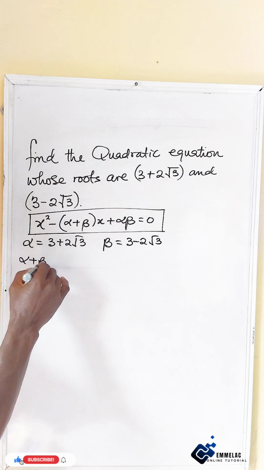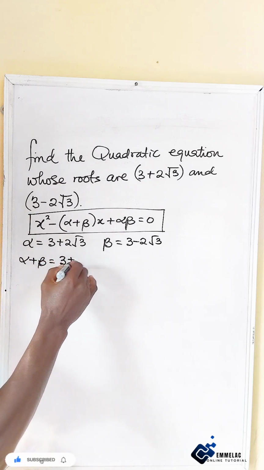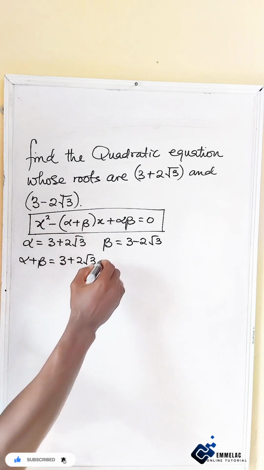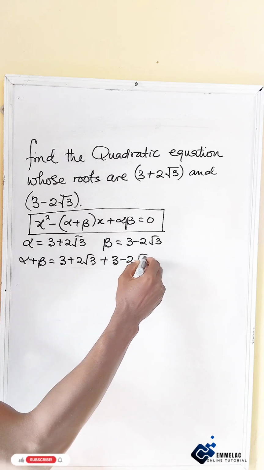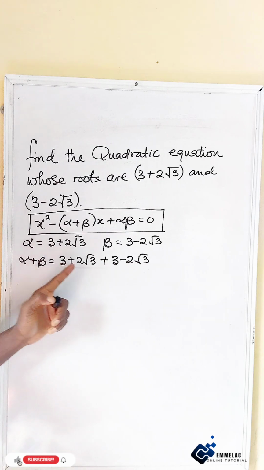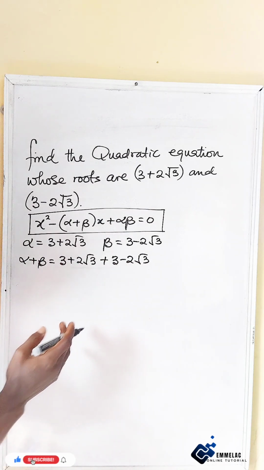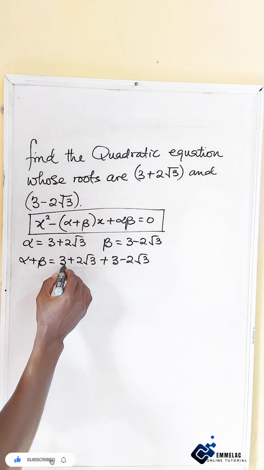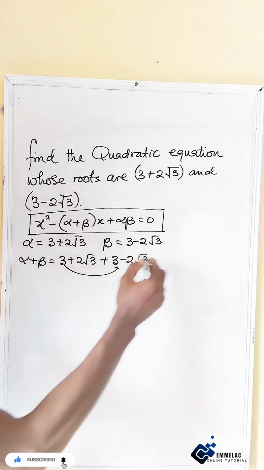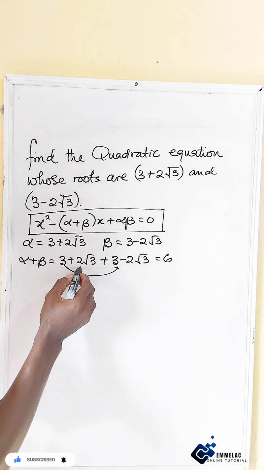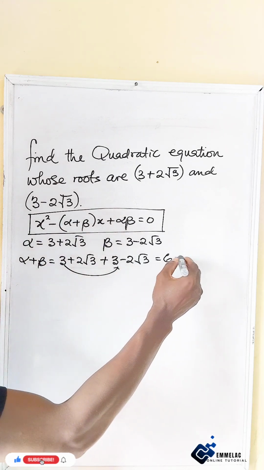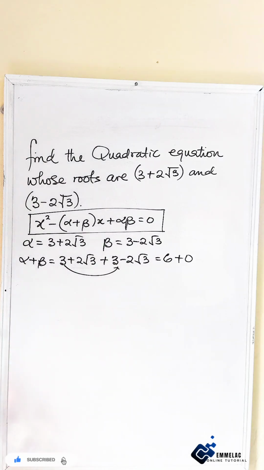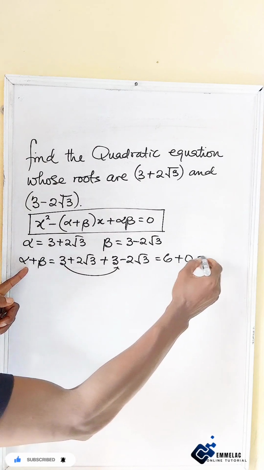So alpha plus beta implies 3 plus 2 root 3, then 3 minus 2 root 3. Sorry, this is 2 root 3. Now collecting like terms, we have 3 plus 3, which will give us 6, and 2 root 3 minus 2 root 3, which will be 0. So for the sum of the roots we've gotten 6.